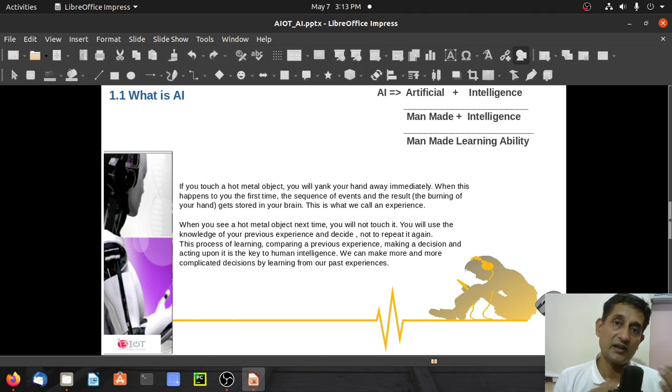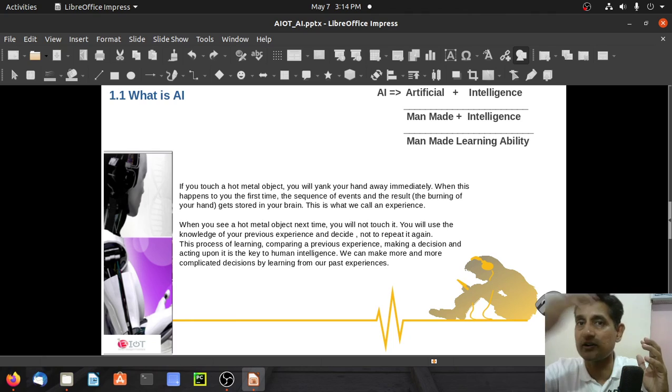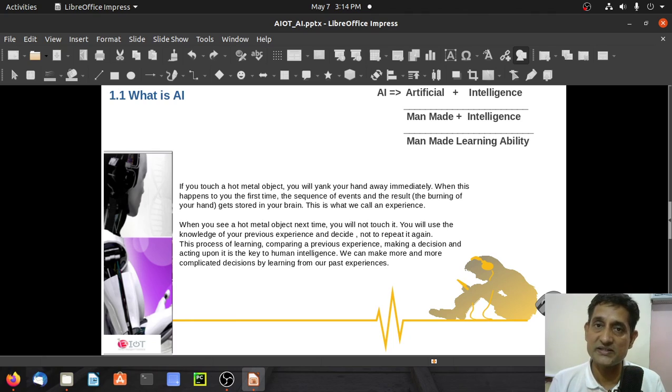There is a formal definition of AI, of course, which you can find on the internet and in books. But the simplest definition is where you are enabling a machine through some software, through some algorithms, so that the machine can experience some event and has the capability to store the same experience for future reference. So this is basically what you call artificial intelligence.